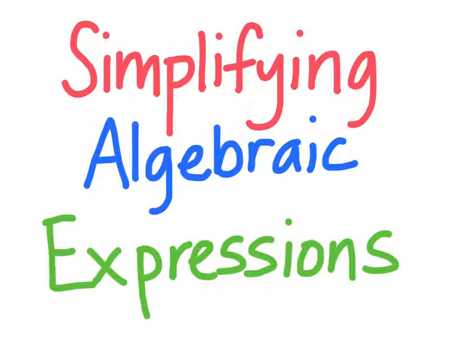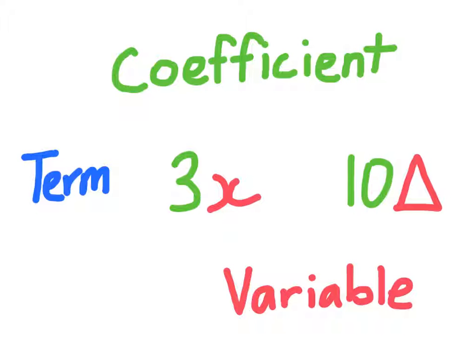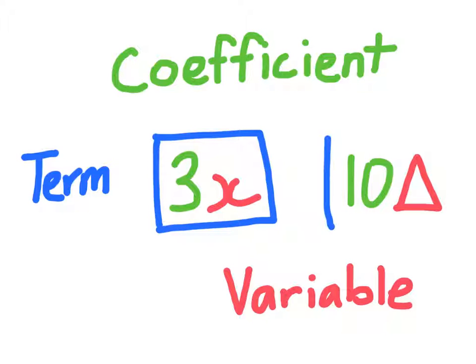Simplifying algebraic expressions. Now we'll start with some terminology, and the first thing is we have two terms here. So the first term is 3x and the second term is 10 triangle. So they're two separate terms.